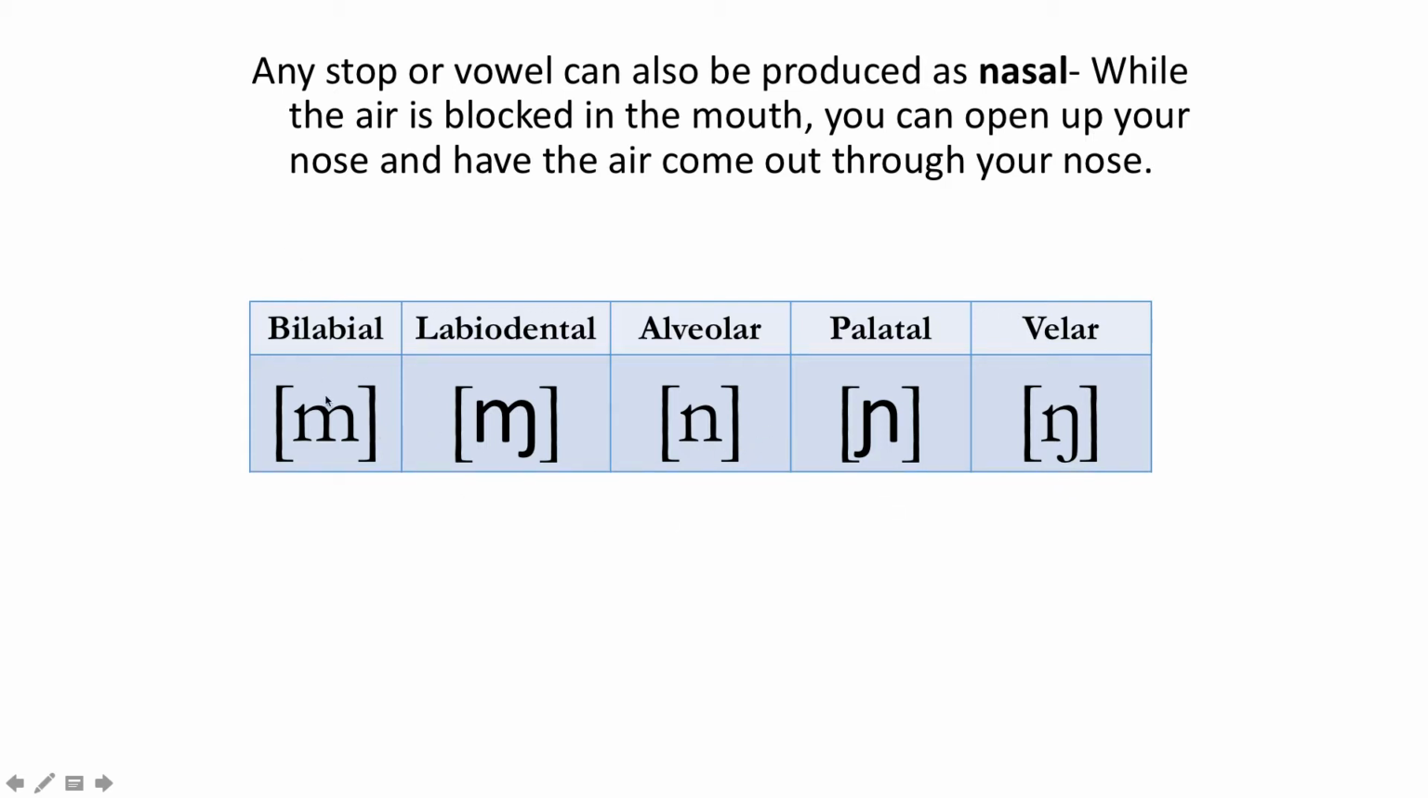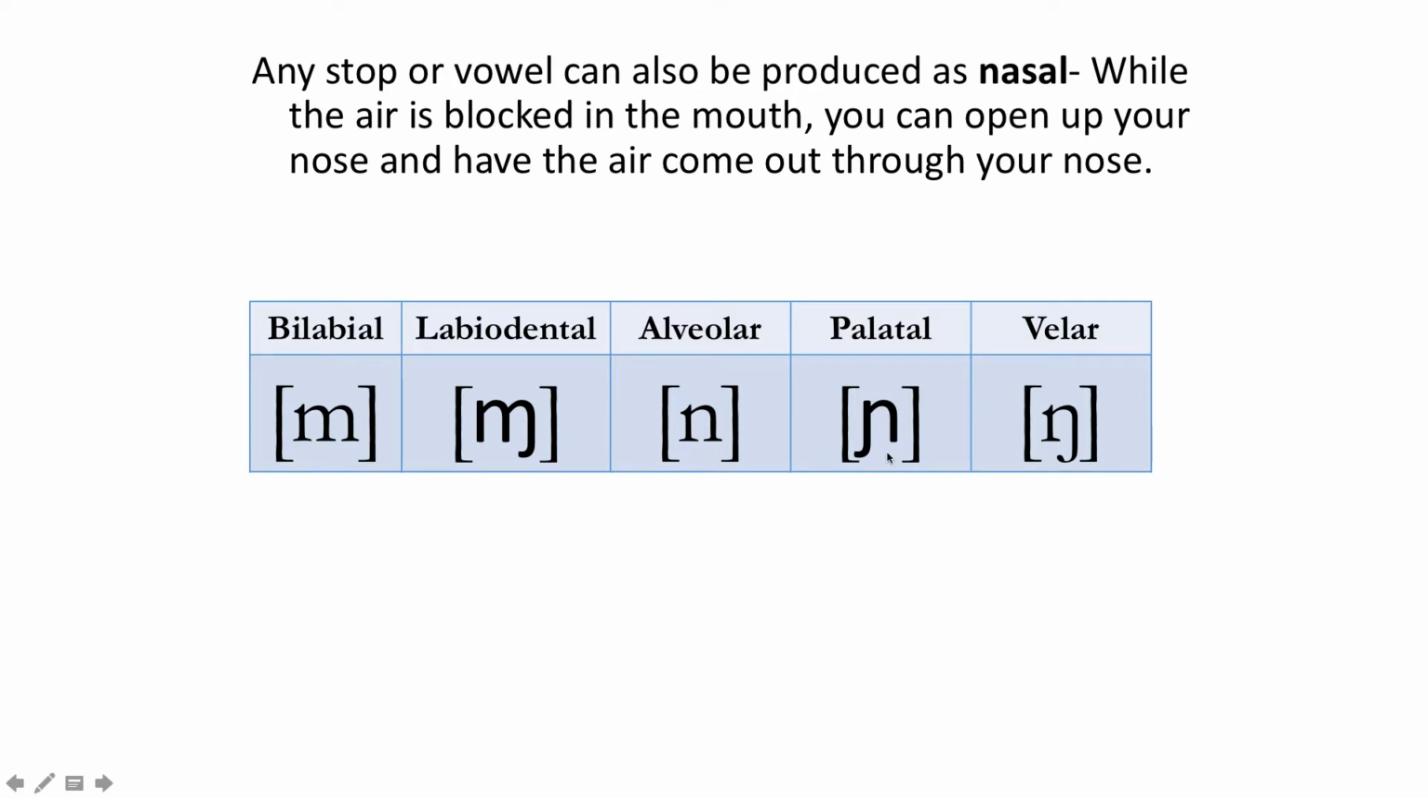So we have a bilabial nasal, ma, a labiodental nasal, which is pronounced with the bottom lip to the top tooth. It's not a common sound, it's not really used in English, but in other languages. Then na, alveolar.